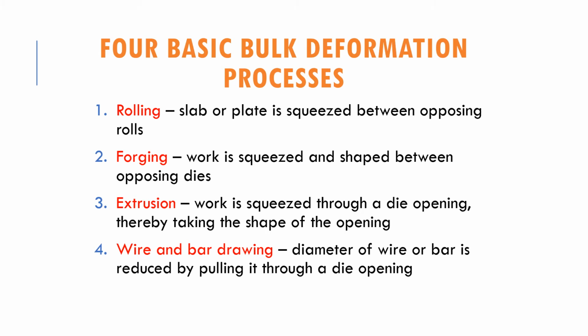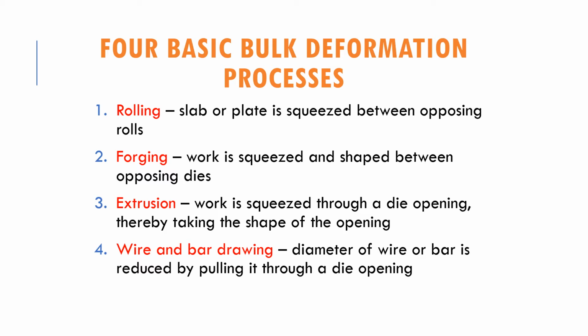So, as I've mentioned in the previous slide, there are four basic bulk deformation processes: rolling, forging, extrusion, and also wire and bar drawing. As for rolling, the slab or plate will be squeezed between the opposing rolls in order to decrease the thickness of the work material.